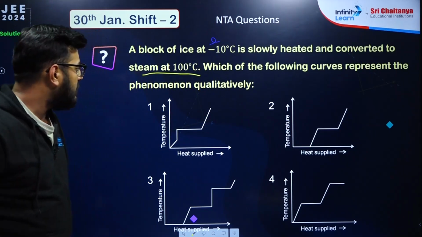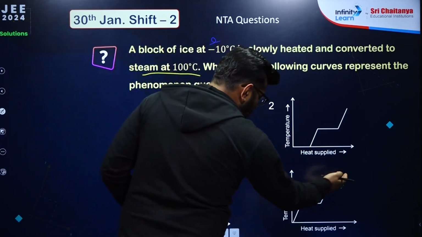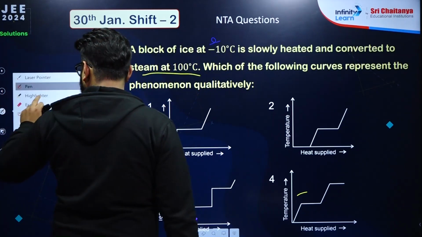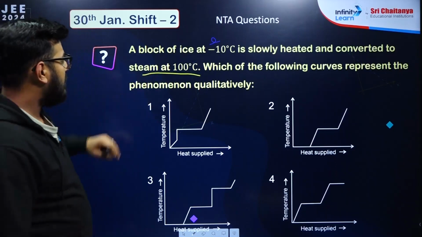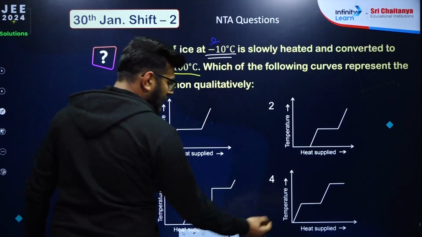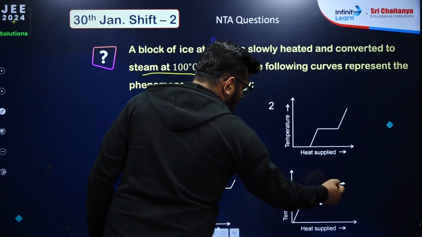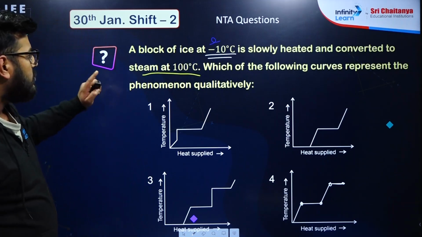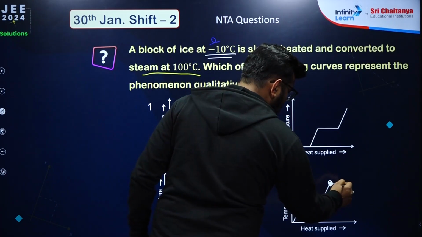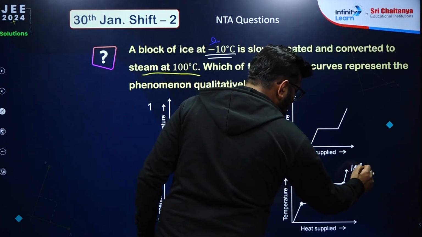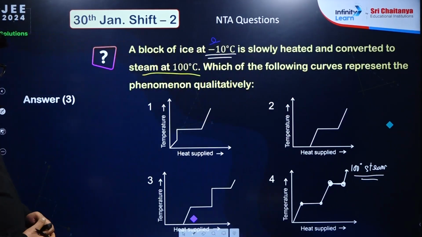Now, another question: a block of ice at -10 is slowly heated and converted into steam at 100 degrees centigrade. Which of the following curves represents the phenomenon qualitatively? It's extremely easy. This graph is going to showcase the exact relation between the temperature and the heat supplied, right? So they are saying it is present at -10, first it will go over there, then heat is supplied, then it will go over there, and then finally steam has been formed, right? So converted to steam at 100 degrees centigrade, it should stop at 100 degrees. This point over here is 100 degrees steam. So option number 4 is the correct answer over here, right?